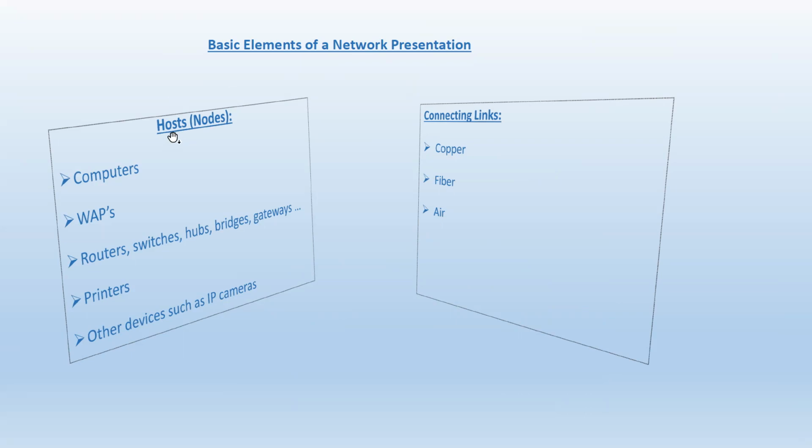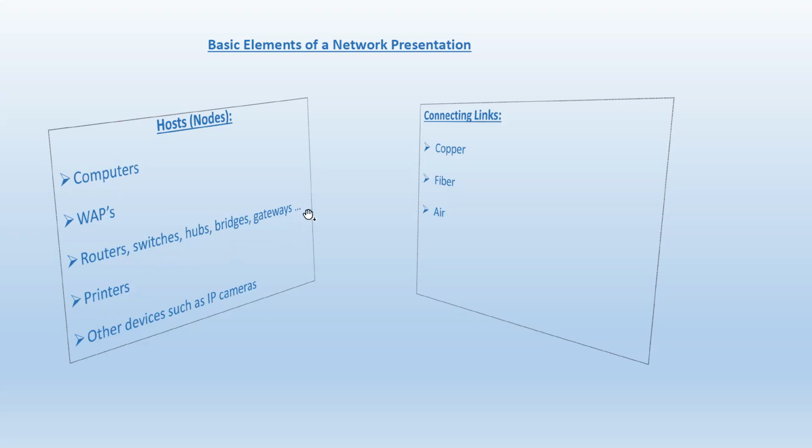Hosts or nodes and connecting links. On one side, we have hosts or nodes. Nodes or hosts are smart devices, anything that connects to the network. Could be a PC, an IP camera (internet protocol camera), a VoIP telephone, a wireless access point, a climate control device, whatever connects to the network and communicates with the network. So the nodes could be computers, wireless access points, routers, switches, hubs, bridges, gateways, whatnot.